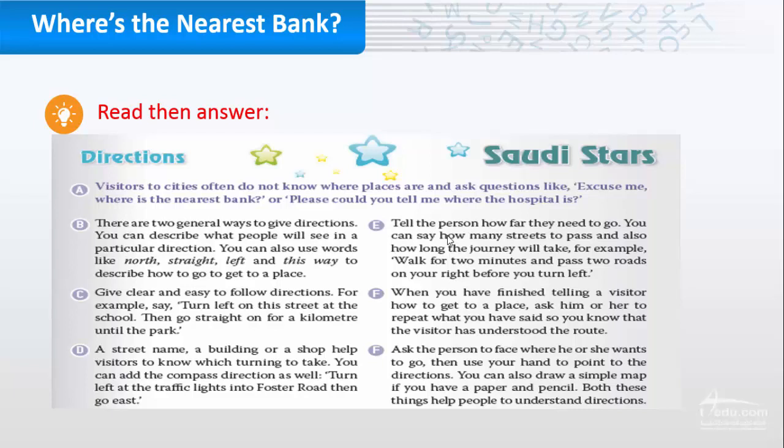When you have finished telling a visitor how to get to a place, ask him or her to repeat what you have said so you know that the visitor has understood the route. Ask the person to face where he or she wants to go. Then use your hand to point to the directions. You can also draw a simple map if you have a paper and pencil. Both these things help people to understand directions. So the whole paragraph is about how to describe or tell people about directions in your city, okay?